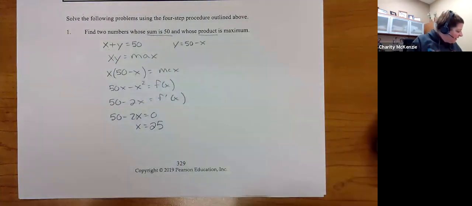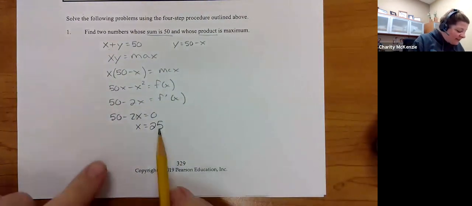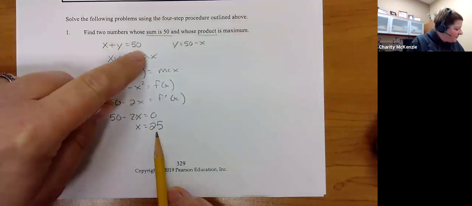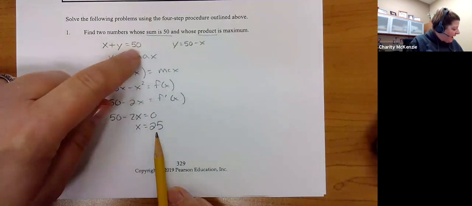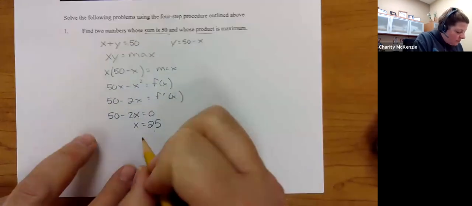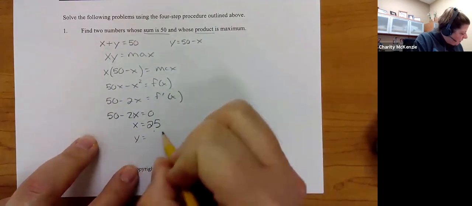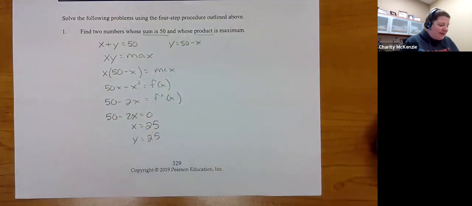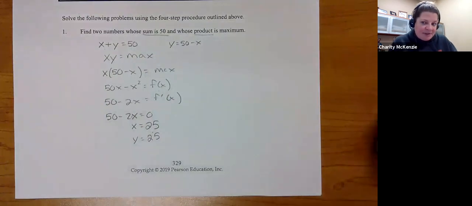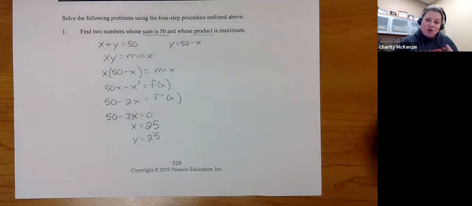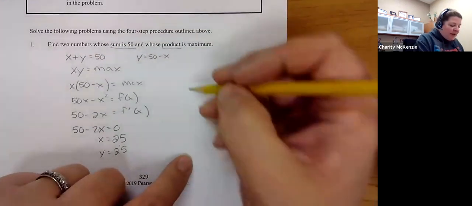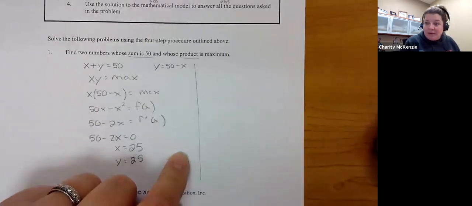Then from there, if x is 25, we know they have to add to 50 in order to get that y. So y would be 25 as well. How could we double check that that's an absolute max? Well, we could take the derivative of the derivative. Remember, that's our second derivative. We could also graph it. That would be a way as well.